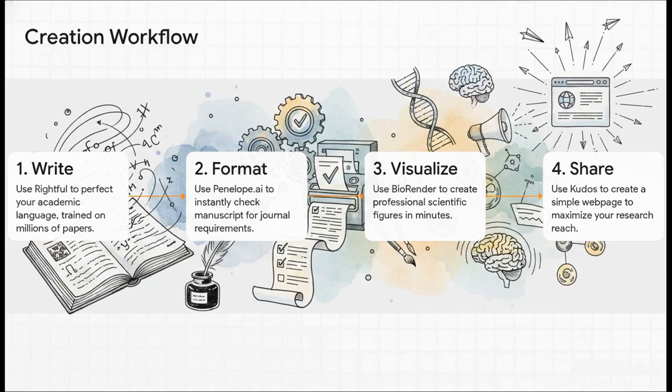Step 2, formatting. Penelope.ai is a total lifesaver. It automatically checks your manuscript against specific journal requirements. Step 3, visuals. Need figures? BioRender is basically Canva for science, letting you create professional visuals in minutes. And finally, step 4, sharing. To make sure your work actually gets seen, Kudos helps you build a simple web page to maximize its reach. It is a complete pipeline, from draft to impact.